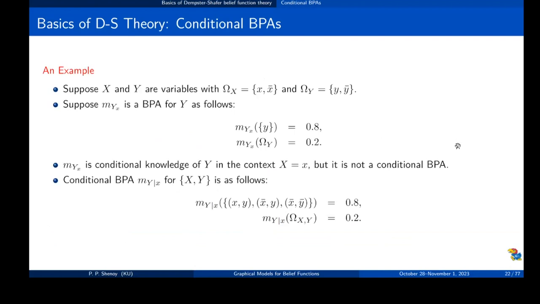Here's an example. So x and y are variables, there are x bar and y bar. And when x is true, m by x, there is 80% mass on y, just y, and 20% on y and y bar. So as I said, this is conditional knowledge, but it's not a conditional in my sense. So I want to make it a conditional. So when x is true, it's y. But when x is not true, I put y and y bar. So this point A is assigned to this state space of x, y. And for this one, if I do the same thing, I get everything. So basically, it's point two. So this is one source of condition. This is a conditional in the sense I defined.